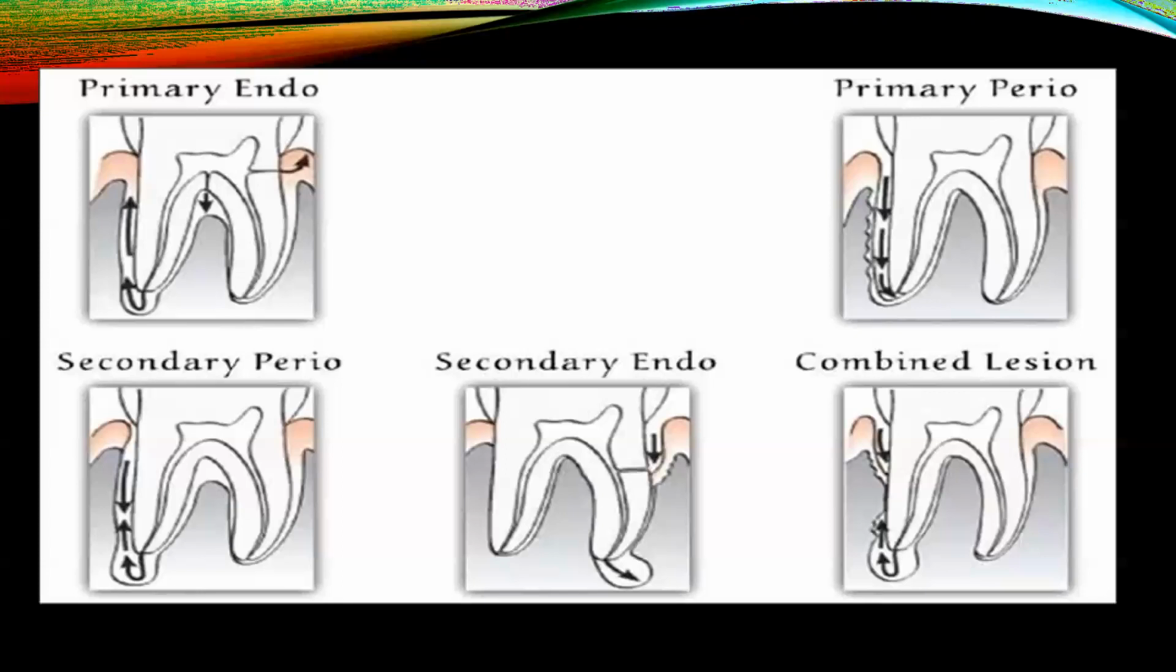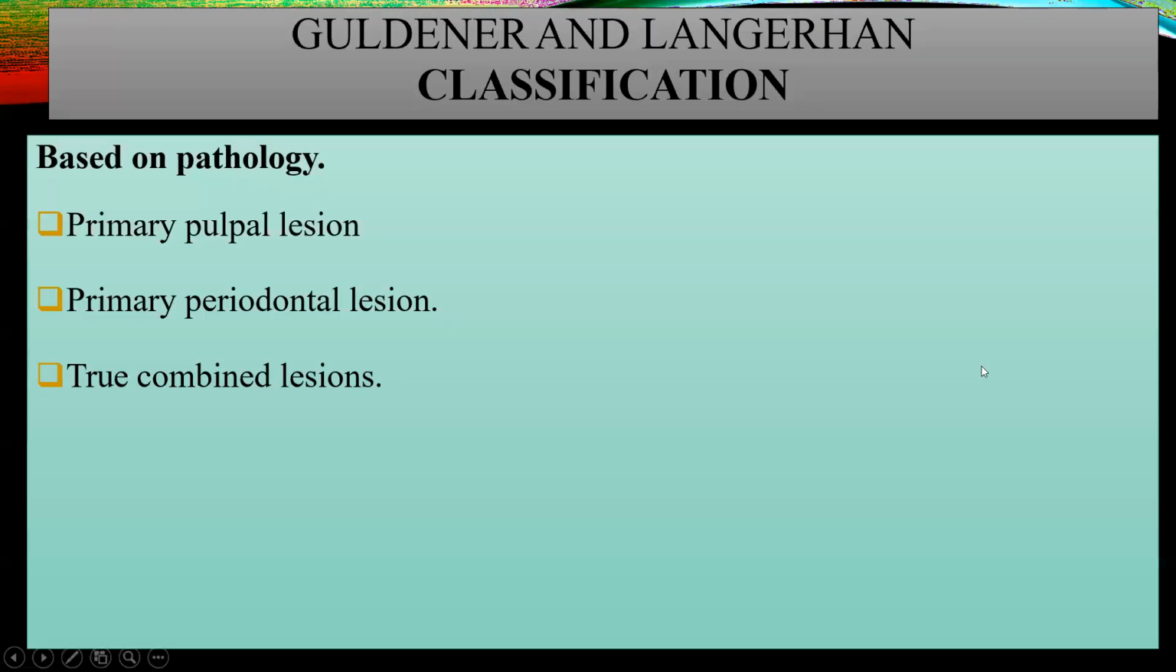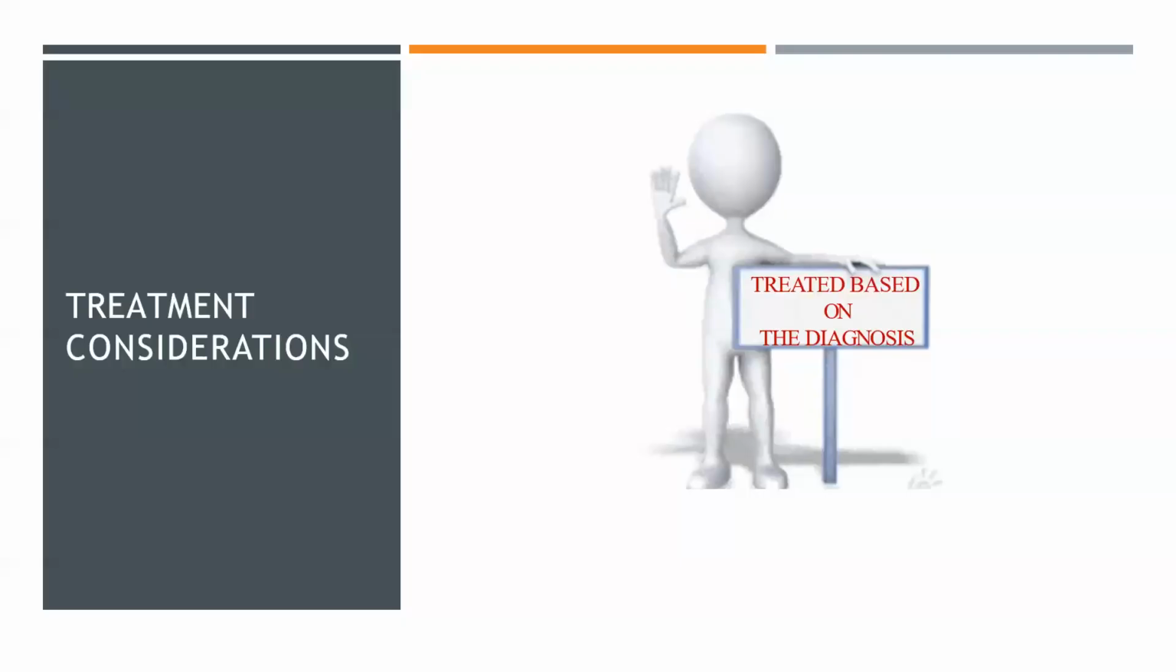So these are the examples. This is primary endodontic lesion. We have primary periodontal lesion, secondary perio lesion, secondary endo lesion, and there will be combined endoperio lesion. Next is Gullner and Langerhans classification. It is based on the pathology. It is divided into primary pulpal lesion, primary periodontal lesion, and true combined lesion.